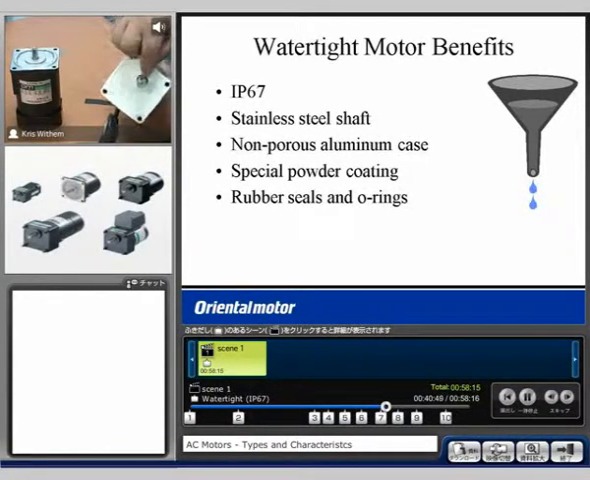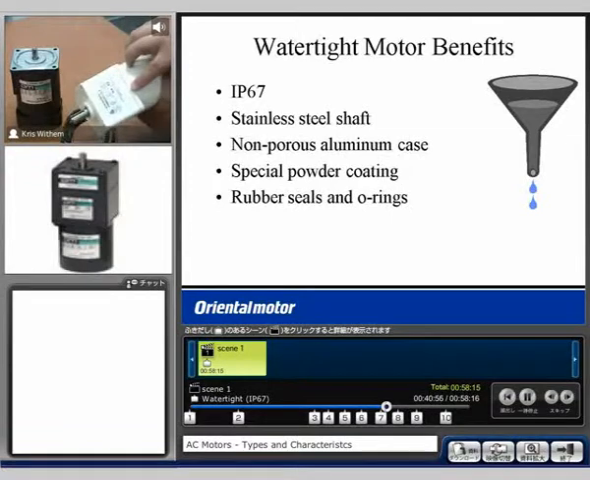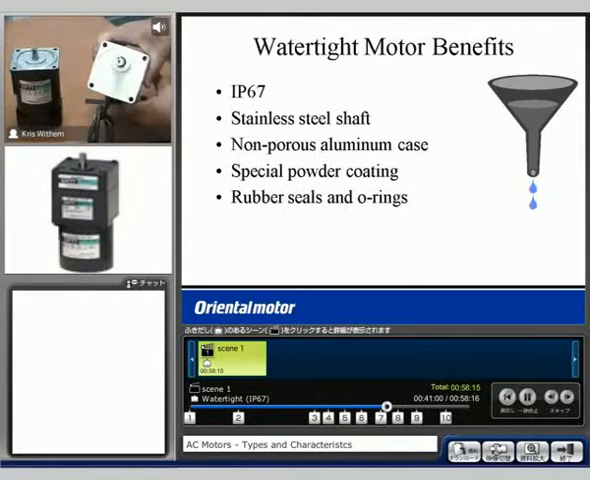This is going to have an O-ring right inside, so that no water or moisture can go in through the shaft, and as it's coming across the top, no moisture will get in between the gearhead and the actual motor casing itself.